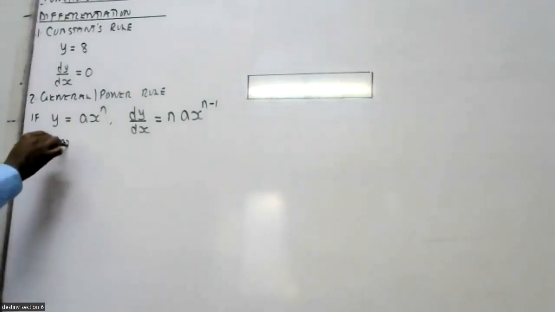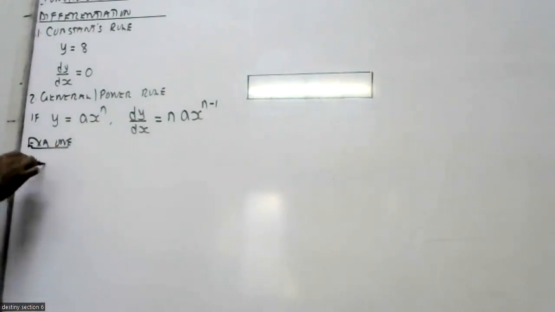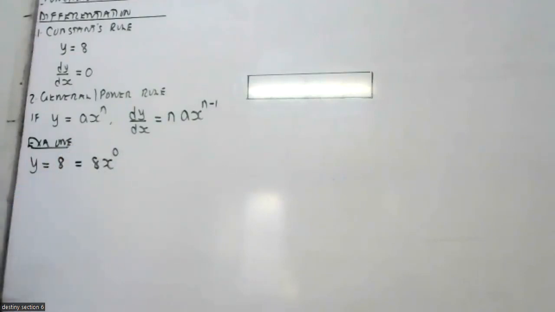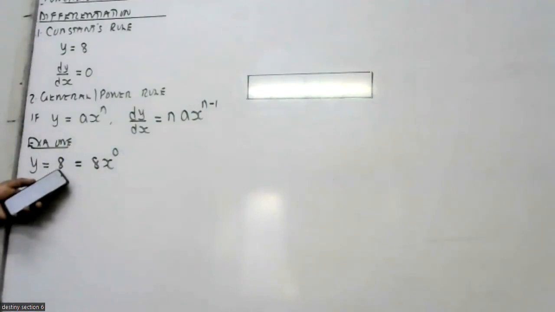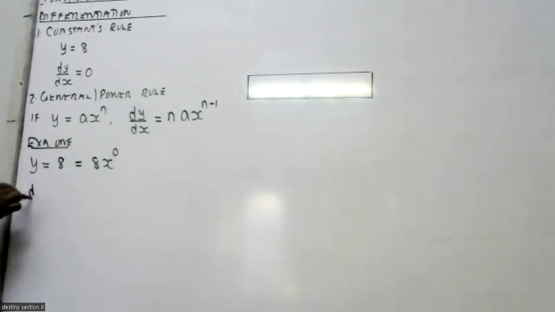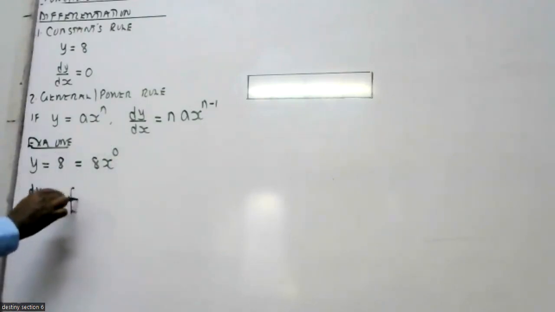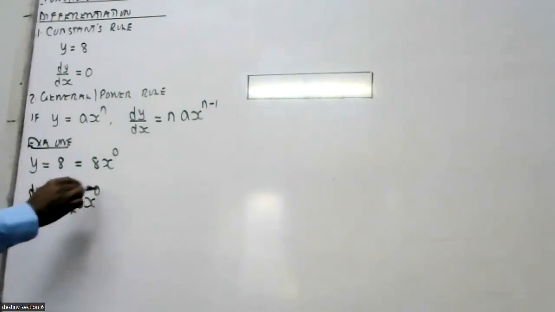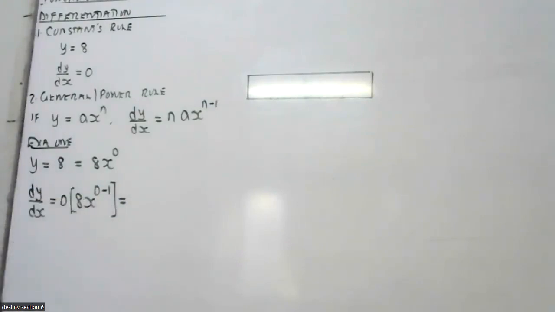If you are given example one, y is equals to 8. Remember, this is the same thing as 8x raised power 0, going by the rules of indices. So, dy dx: you take the original power 0, then you multiply the whole equation by that as the first step, then you less 1. We know any number multiplied by 0 is always equal to 0.